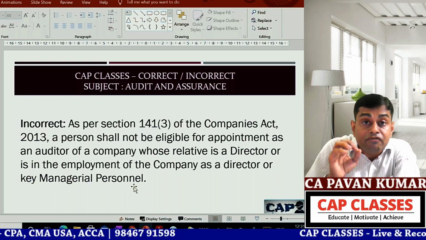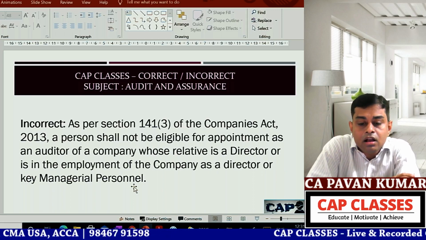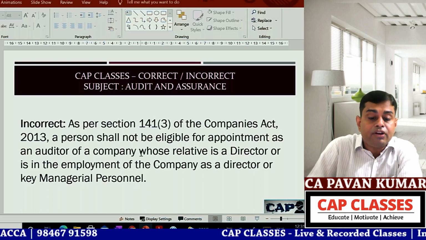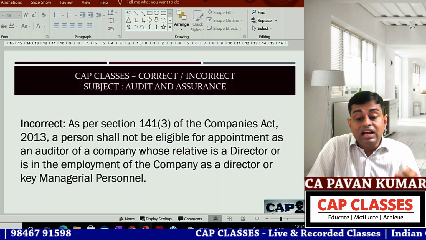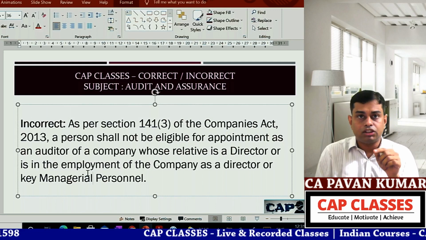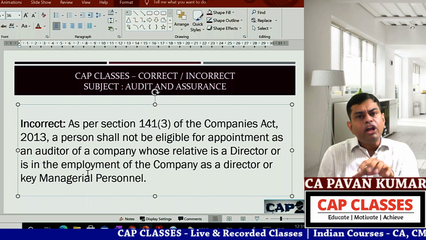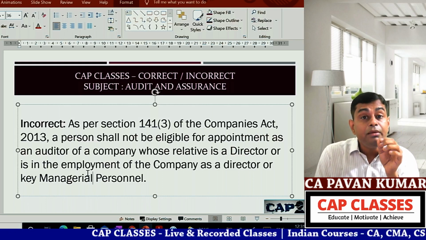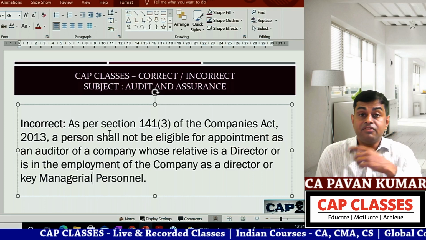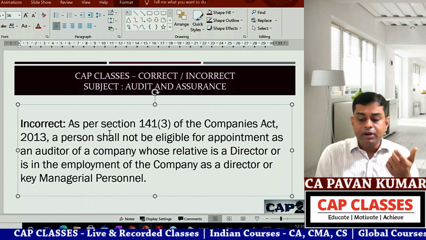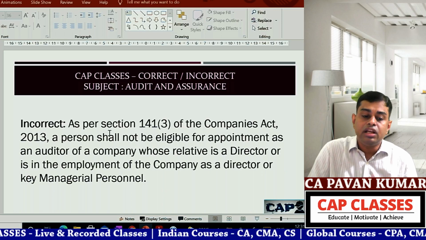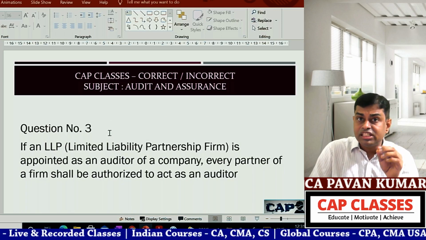Section 141 subsection 3 of the Companies Act 2013: a person shall not be eligible for appointment as auditor of a company whose relative is a director or in employment as a director. So either he is a director, or an employee director, or key managerial personnel, then you are not eligible for appointment. So the given statement is incorrect. What is the given statement? The given statement is that a director's relative can be appointed as auditor of the company. The answer is incorrect. There is a specific prohibition on it.